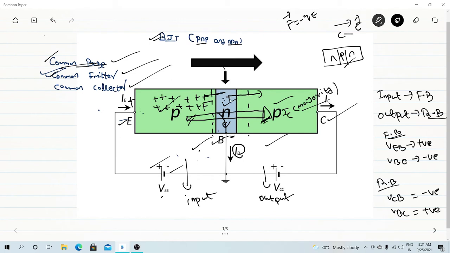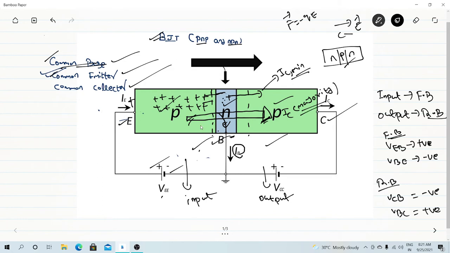So these holes, which are the minority carrier, can flow from this side to this side, and as a result we will get the current that is IC minority carrier. This is the collector current we are getting for the minority carrier, and this is the collector current we are getting from the majority carrier. So this IC contains IC majority and IC minority, that we can see.